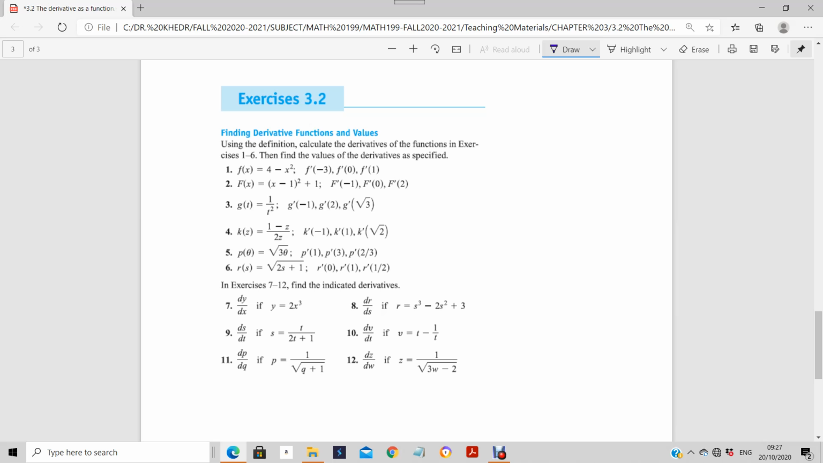So here we have f of x equals 4 minus x squared. We need to find f prime at x equals minus 3, at x equals 0, and at x equals 1. So we need to find the derivative of the function at 3 different points. So first we will find the derivative as a function. So this is question 1. So f of x is given as 4 minus x squared.